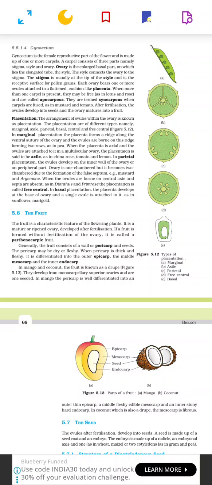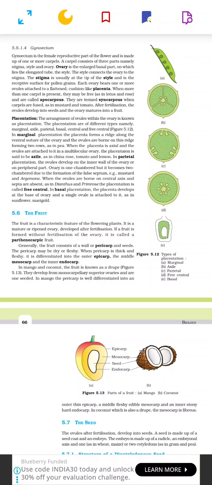In mango and coconut, the fruit is known as a drupe, and the figure is shown in Figure 5.13. They develop from monocarpellary superior ovaries and are one-seeded. In mango, the pericarp is well differentiated into an outer thin epicarp, a middle fleshy edible mesocarp, and an inner stony hard endocarp. In coconut, which is also a drupe, the mesocarp is fibrous.